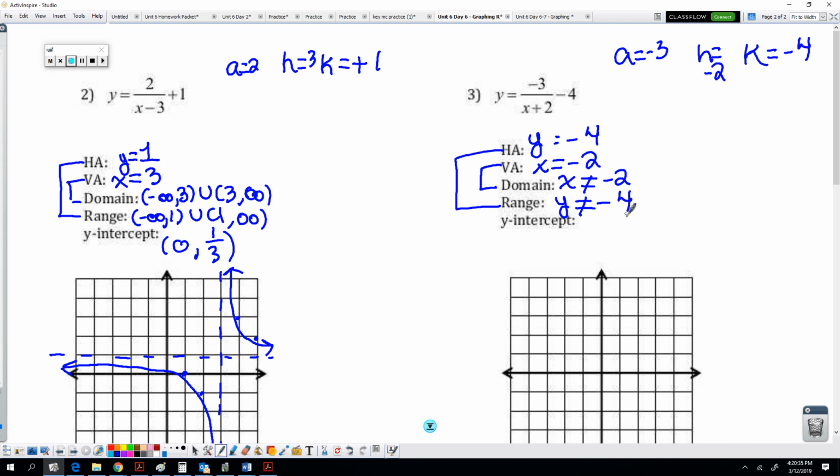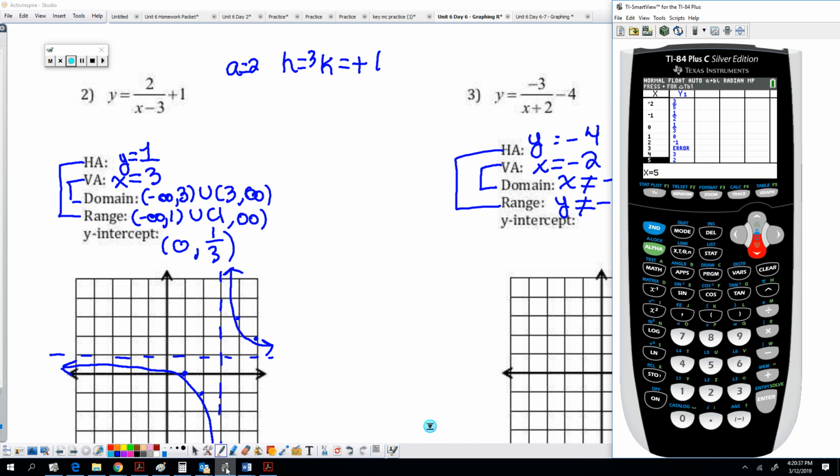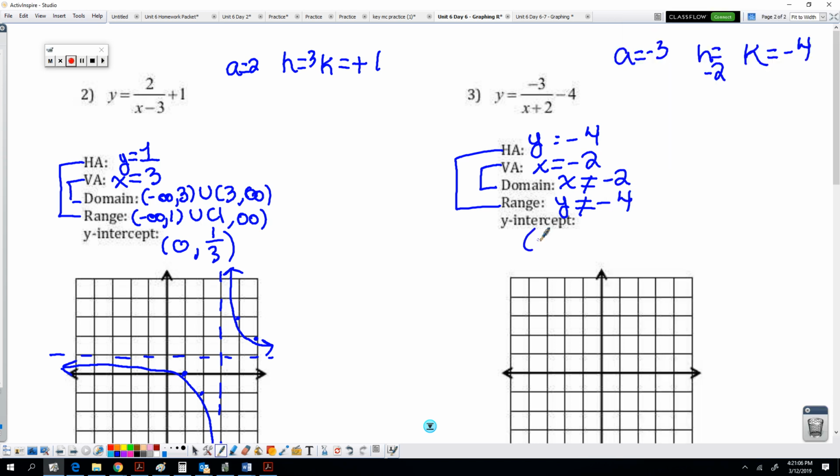So now what I'm going to do is I'm going to go to my calculator. I'm going to type it in, and I have to make sure I typed it in correctly. So I go to y equals, alpha y equals to give us nice fractions. -3 all over x plus 2. Arrow over. -4, and then I hit second graph. And now we can actually find out what my y-intercept is right away. It is 0, -11/2.